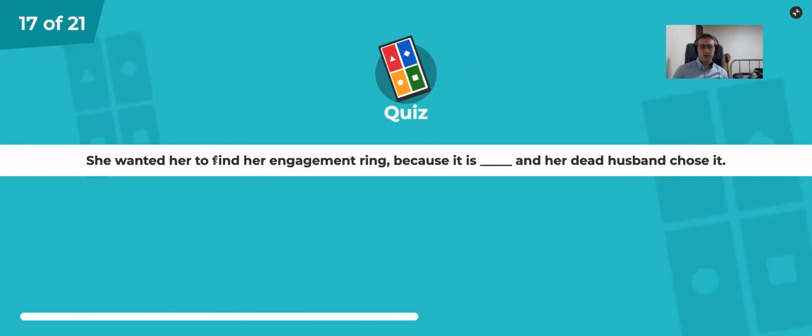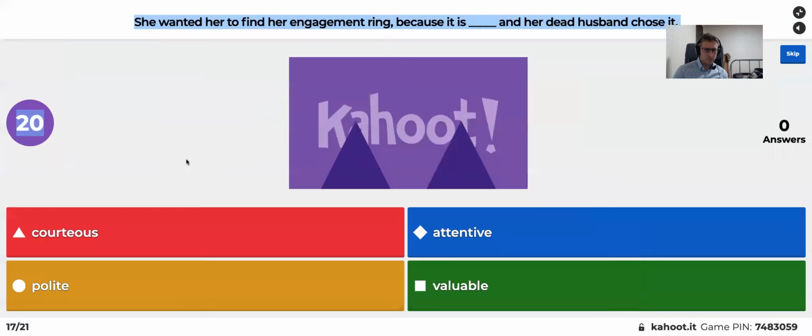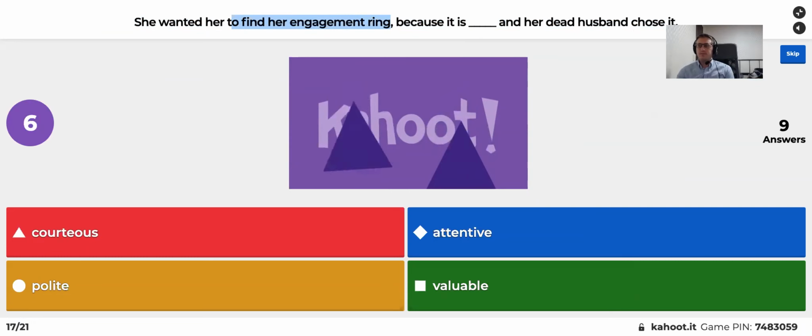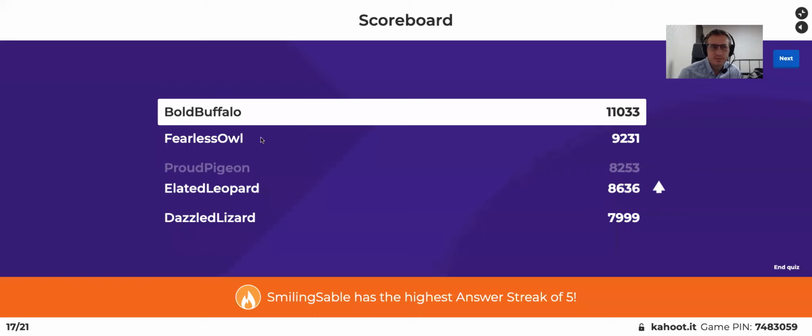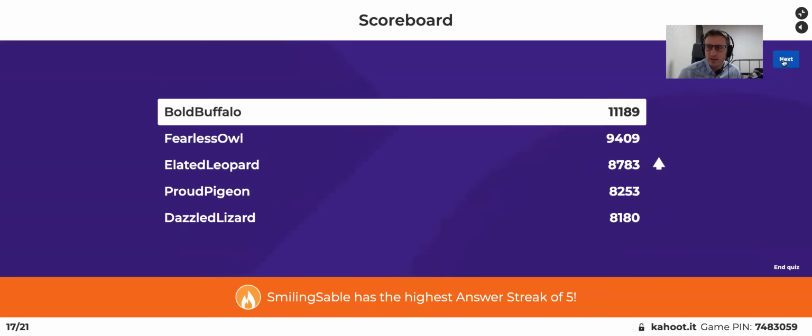She wanted to find her engagement ring because it is blank and her dead husband chose it. Valuable, right? It has a lot of money, right? It has a diamond ring, maybe. Oh, Elated Leopard, moving up.